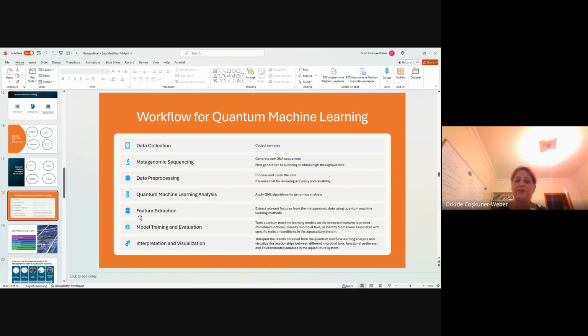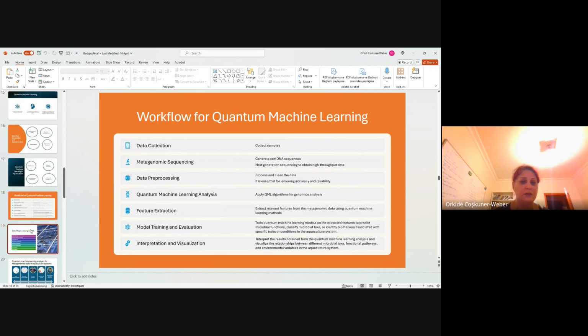We can interpret the results obtained from the quantum machine learning analysis and visualize the relationships between different microbial taxa, functional pathways, and environmental variables in the aquaculture system. However, validating the findings from the quantum machine learning analysis using traditional bioinformatics tools, experiments, and field studies is very important.